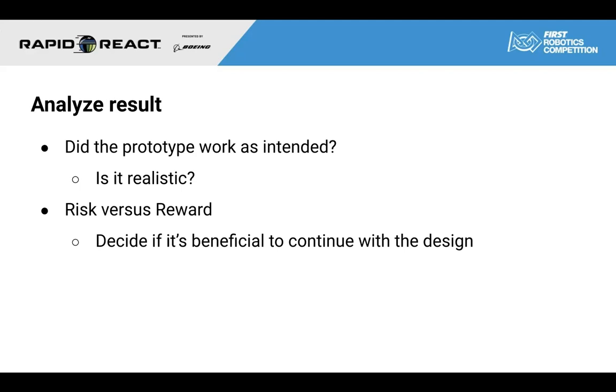Then next is risk versus reward. You want to decide if it's beneficial to continue with the idea. Some things you want to be thinking about is if you have other ideas that are better, and also if you want to generally go with the more consistent idea. As I said before, it is very important to have simple components, so you have few failure points and you can have a robot that is as consistent as possible.